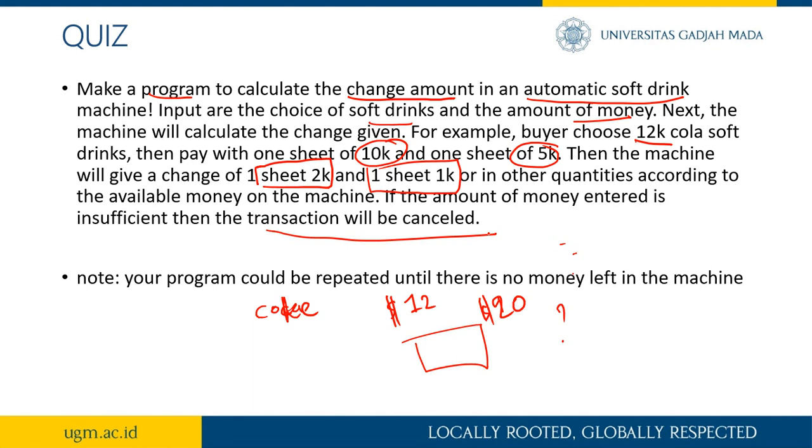So it's just like you are pretending to buy something, and the input is the product, the price of the product, and the money that you give to that machine. And the output, this is the input, and then the output, please show the result, the combination of the possible change or return money.